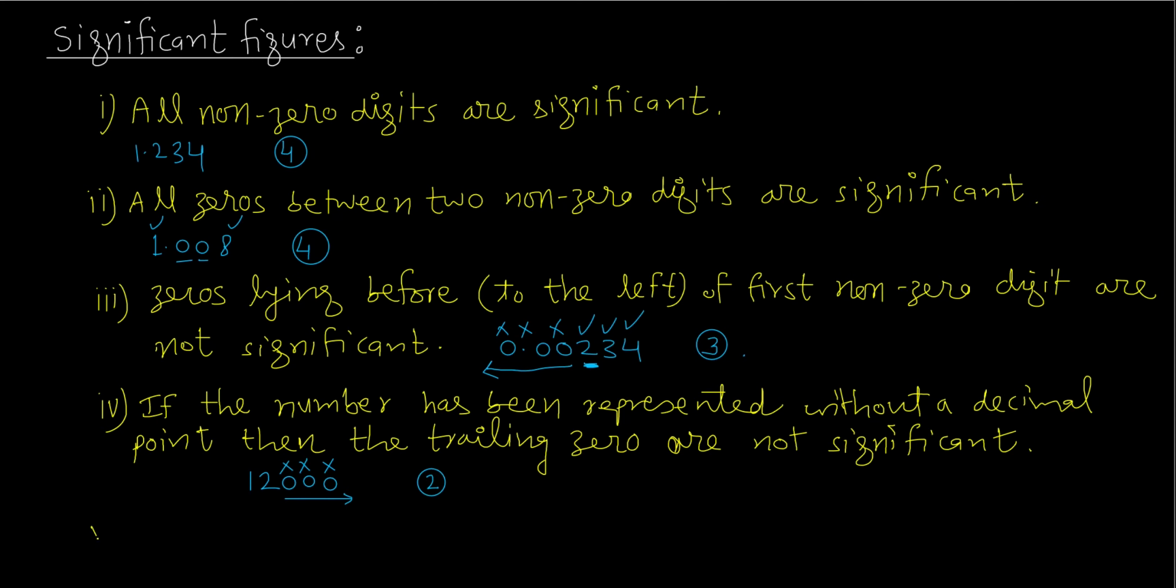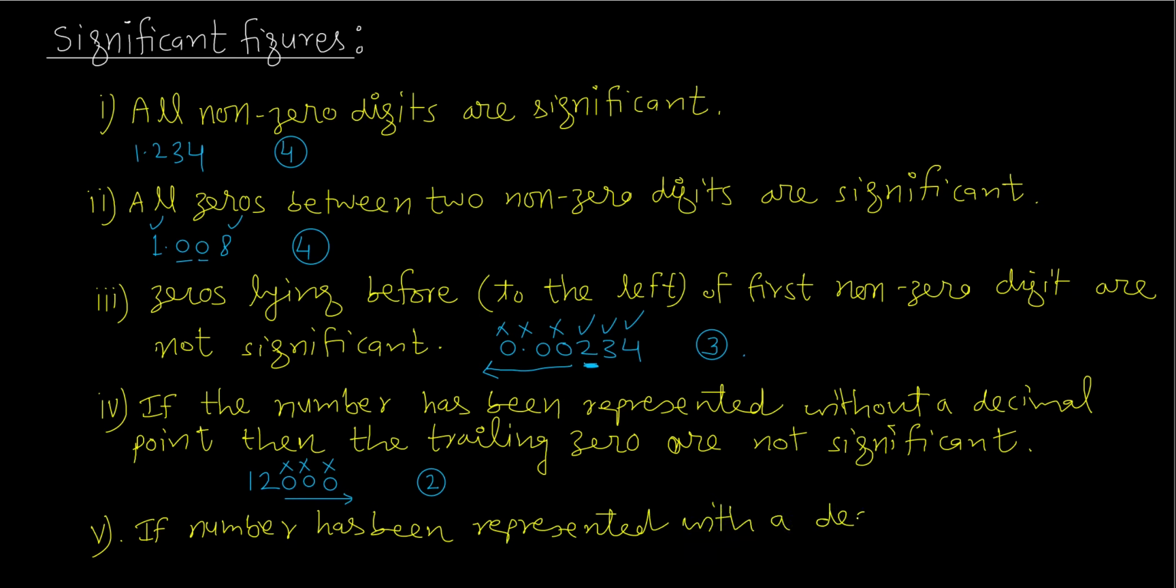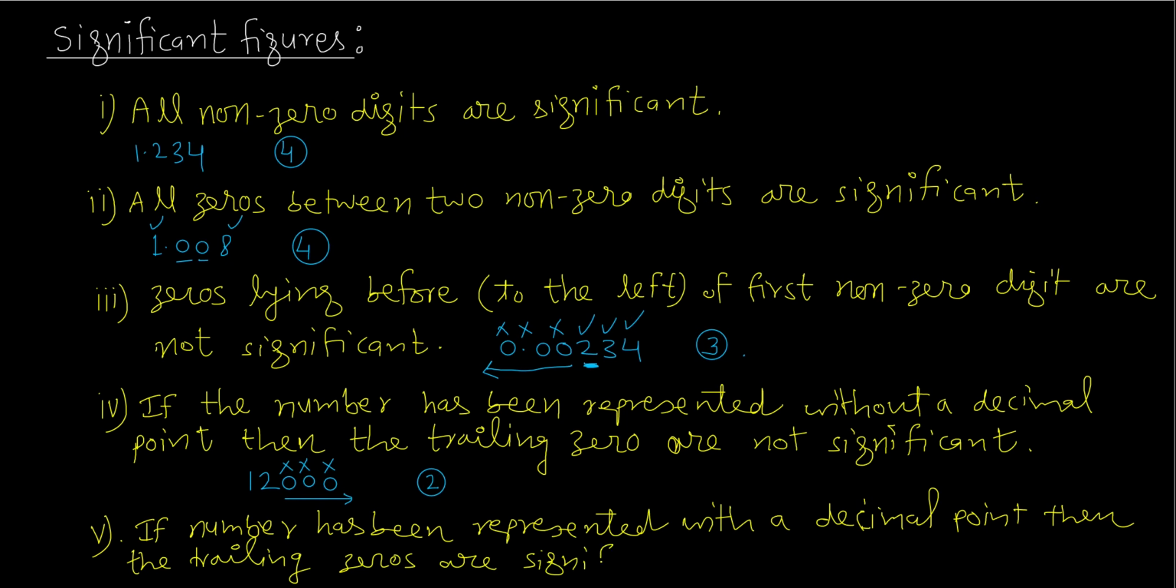Okay, now the last rule, rule number 5, says that if a number has been represented with a decimal point, then the trailing zeros are significant. So what does this rule mean? This rule means if the number has been represented with a decimal point, suppose you have 1.000.